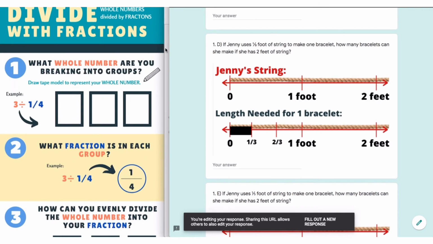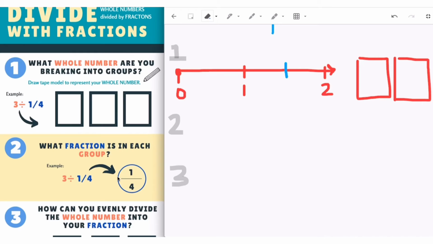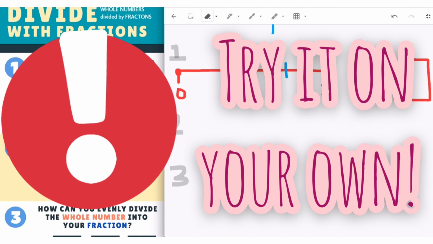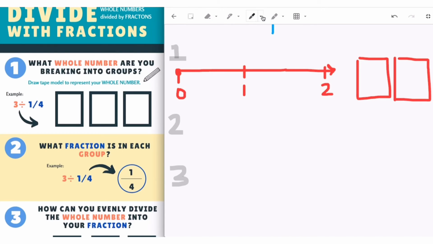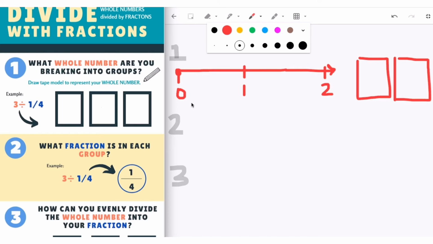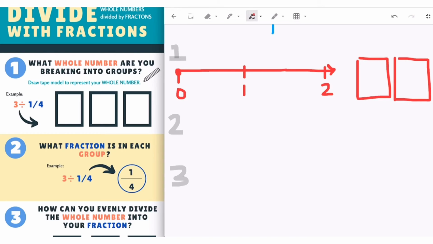What's step number 1? What's step number 2? What's step number 3? Pause the video here. Now we'll go and do it together. So step number 1, what is the whole number I'm breaking into groups? Well, that hasn't changed this whole time. I'm always starting with 2 feet of string. Again, you can see it on the number line or in these 2 rectangles over here.